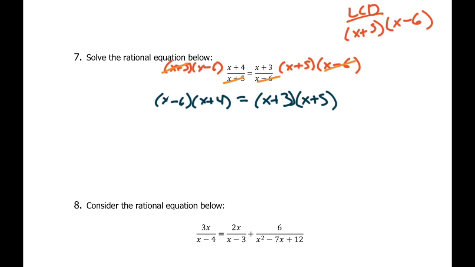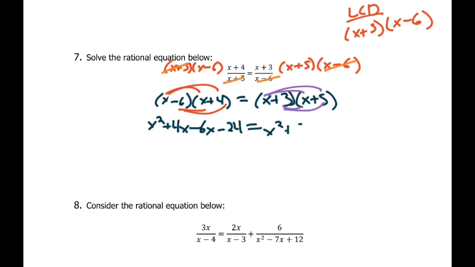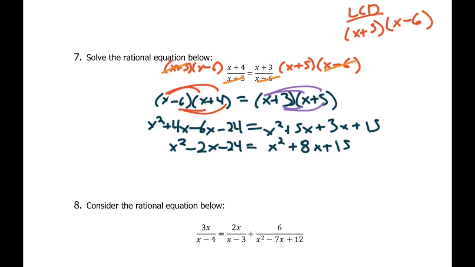So now we're just going to solve this like a normal equation. So I'll distribute the x and the negative 6, which gives us x squared plus 4x minus 6x minus 24. And the same thing on the right side, we'll distribute the x and then distribute the 3. So we'll get x squared plus 5x plus 3x plus 15. Combine like terms, so x squared minus 2x minus 24 equals x squared plus 8x plus 15.